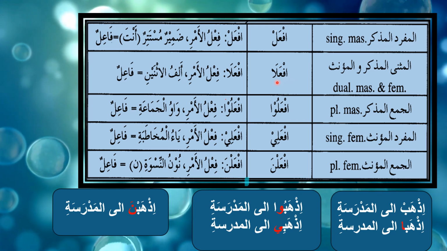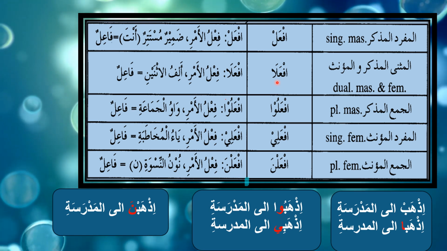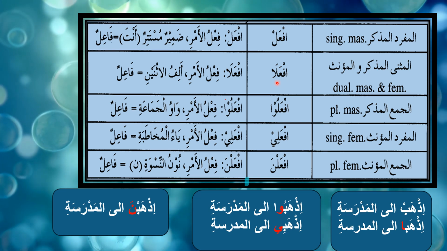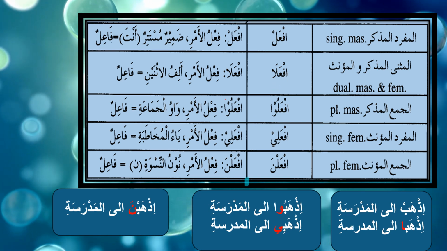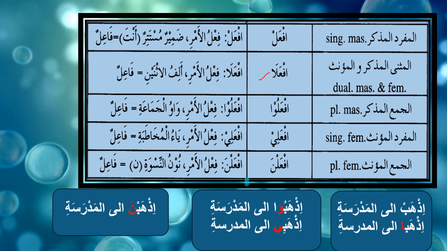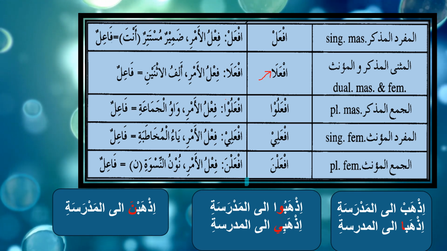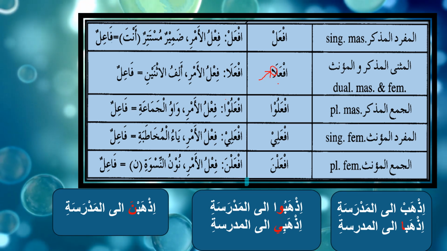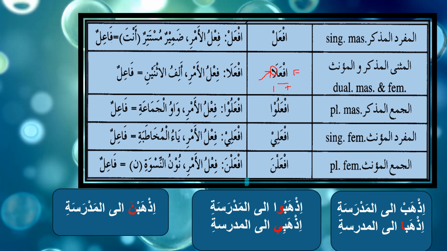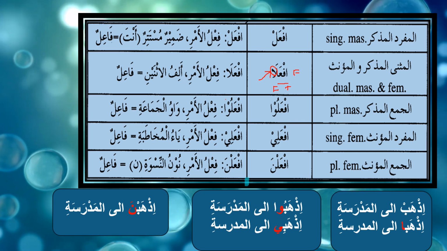Now, when you come to the commands for more than one person, there will be a damir attached after the fail. So what is the damir attached here after the fail? The damir attached here is the aliful muthanna, which tells you that you are commanding two people. So this alif muthanna is the damir attached after the fail. So we have a fail and then we have our fail as a damir. Aliful muthanna means the fail are two people.